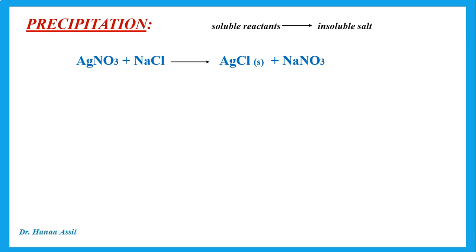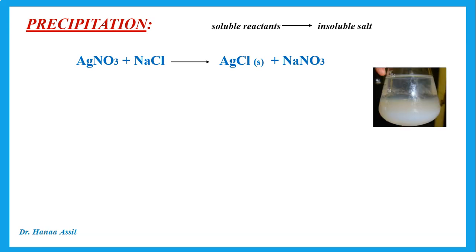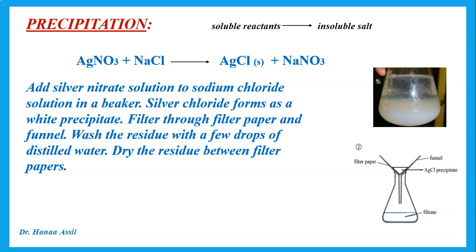If I'm trying to make something that is insoluble, so I'm trying to make something that precipitates out, this is called a precipitation reaction. So we add two solutions and they form a precipitate. Silver nitrate, for example, plus sodium chloride will give a precipitate of silver chloride, and this is what we want. So we filter and we wash the residue, dry between filter papers.